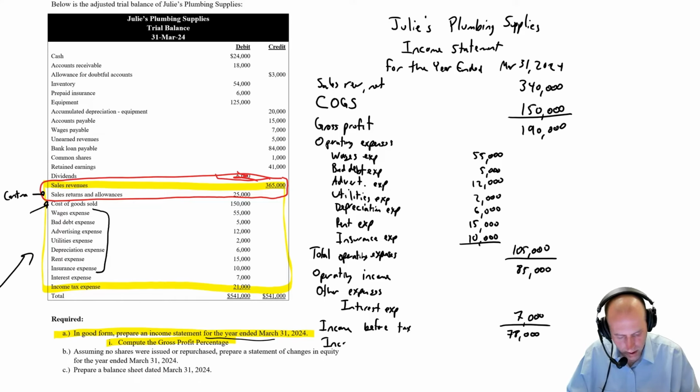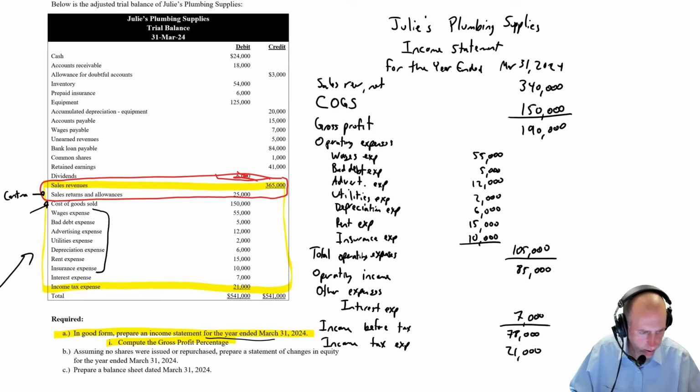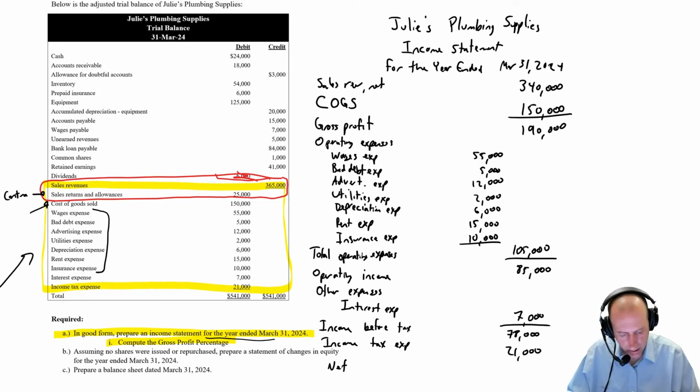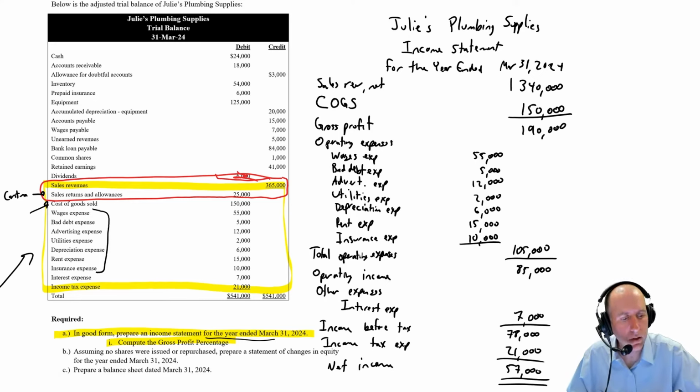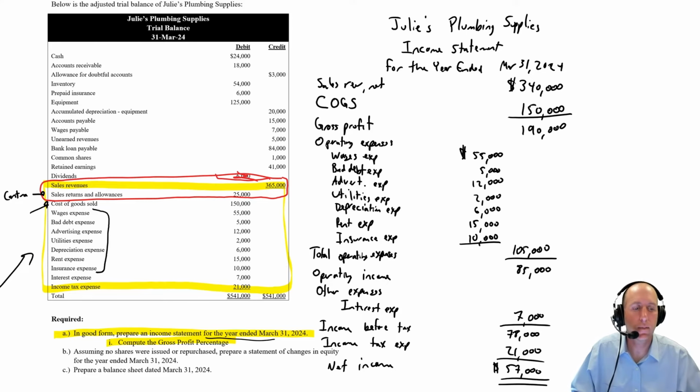Now our income tax. And our income tax expense was 21. And that brings us down to our very bottom line here. Our net income, 78 minus 21 is $57,000. That gets the old double underline, dollar sign at the top of each column, dollar sign beside the bottom line of the statement, and there we have it. We've got a good income statement.